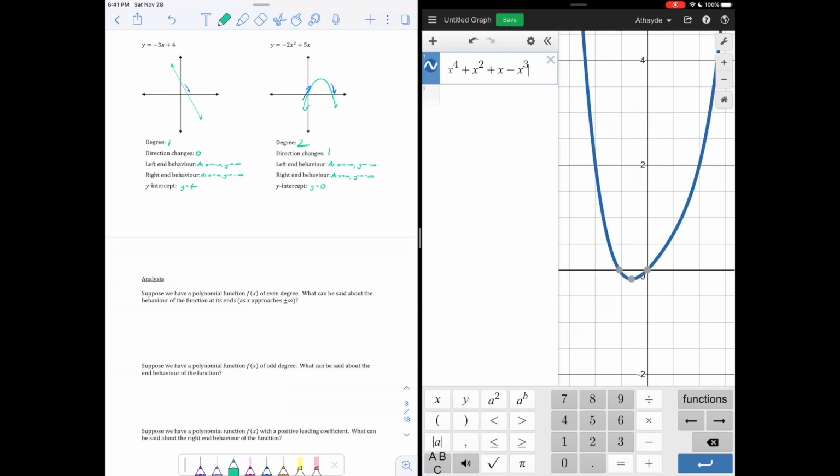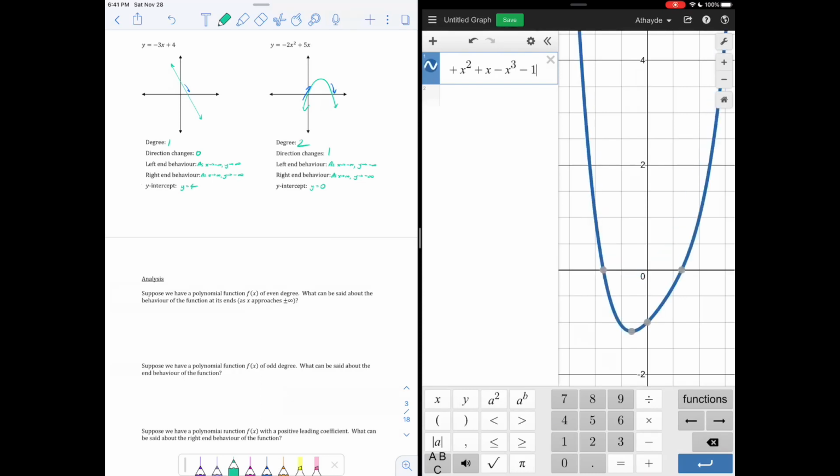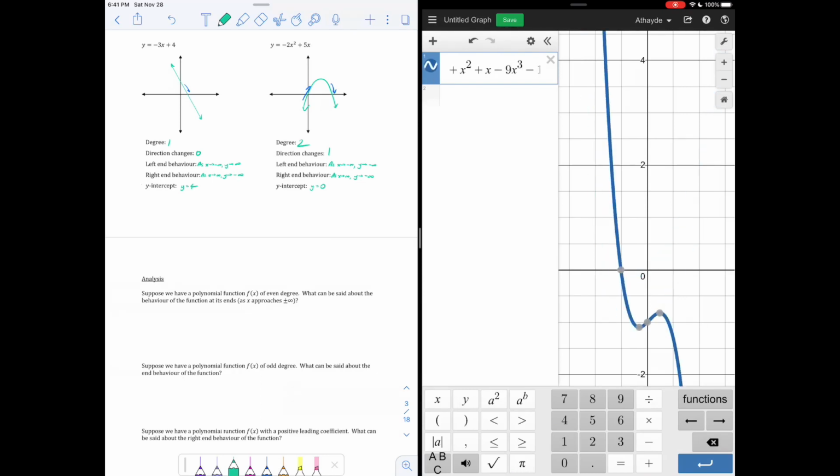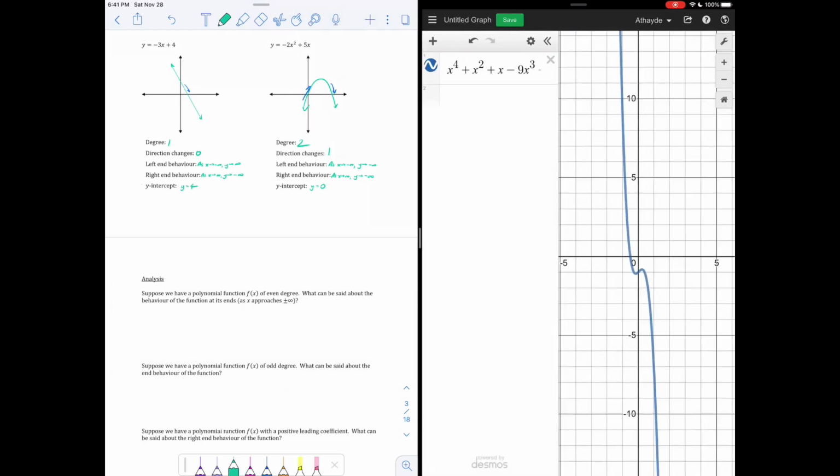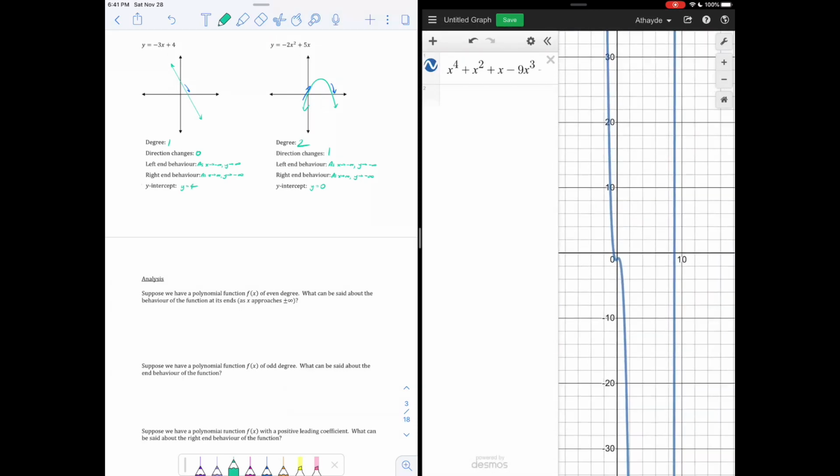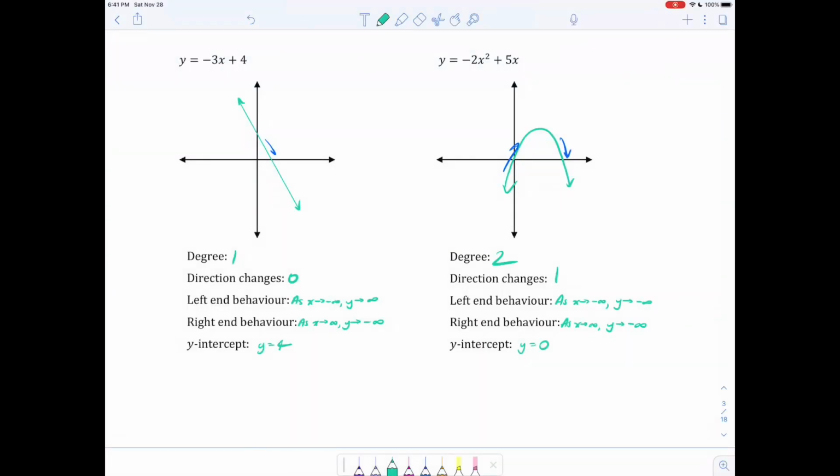Whoa, whoa, whoa. If we mess around with parts of this, then we can start seeing other direction changes happen. That thing's nuts. 9 is a big number. But at most, it could have 3 direction changes because its degree is 4. So that maximum number of direction changes is always 1 less than the degree.